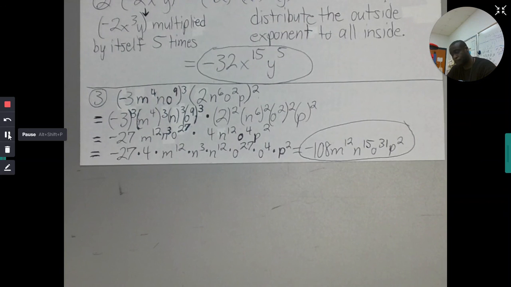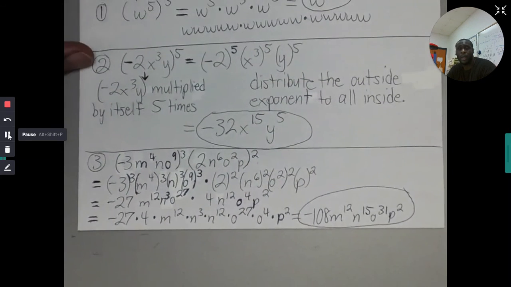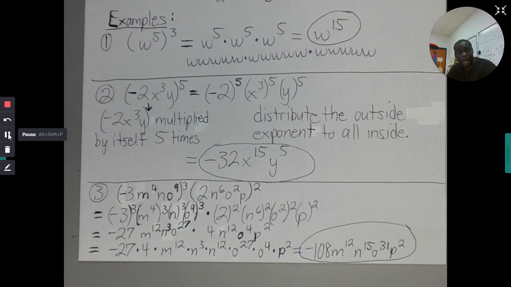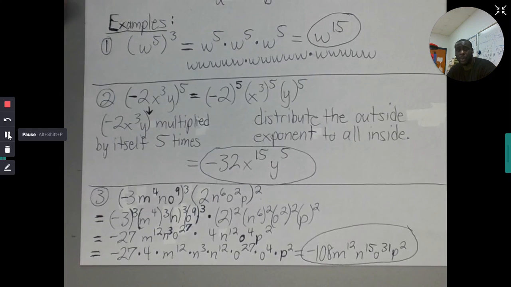Okay. I do hope that this has helped with using this power of a power property. I've tried to give you a variety of different types of examples to look at, from simple to not so simple. Well, that's it.